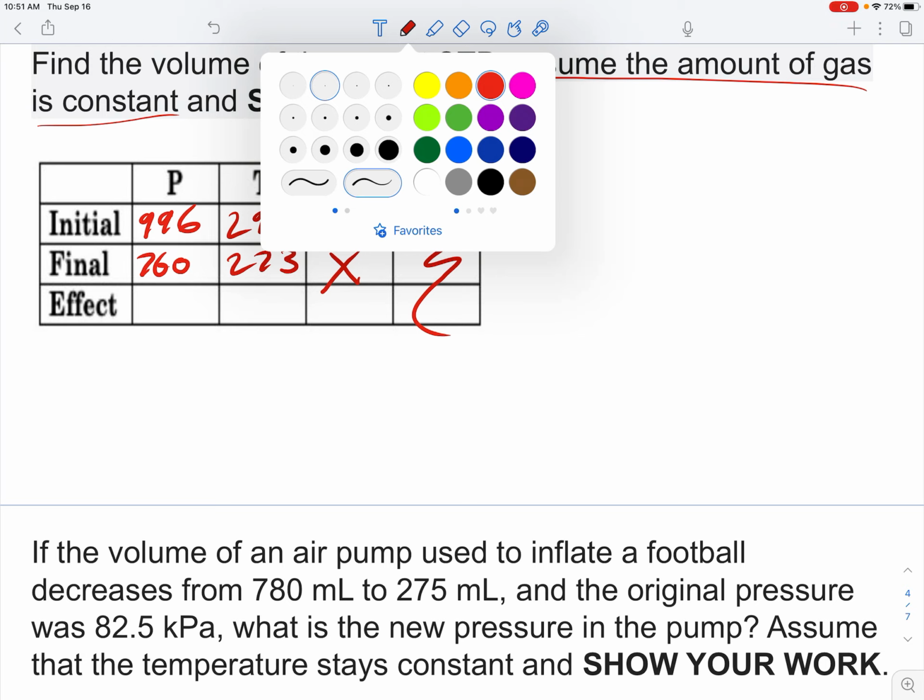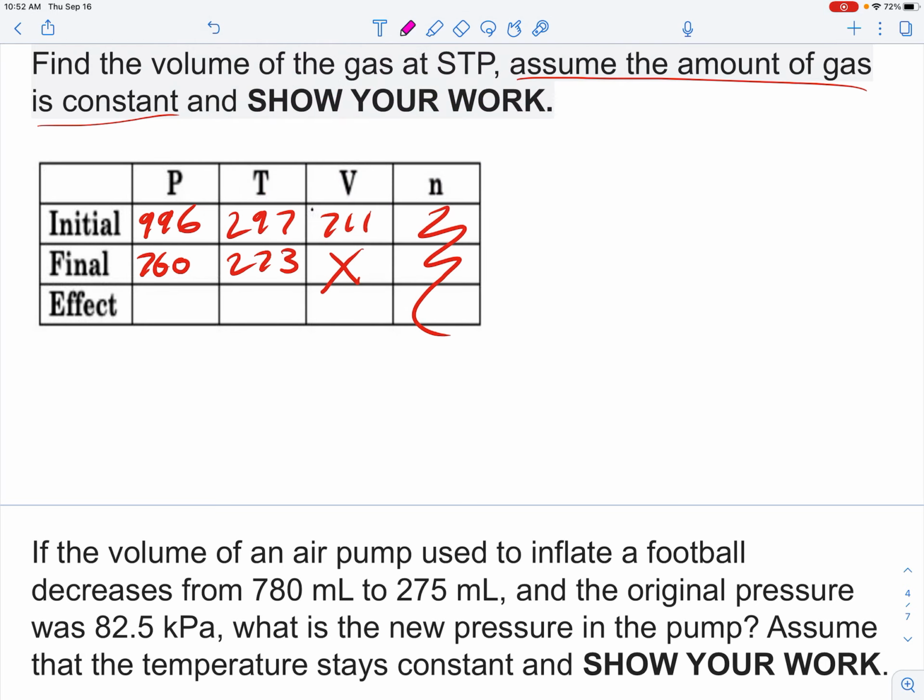I'm going to switch colors here just so we can keep track of what's going on. So pressure is going down. When pressure goes down, we know volume goes up. So the fraction I create with these two numbers has to be a fraction that's going to make my volume go up. So it's going to be an improper fraction. I'm going to set it up now. 996 divided by 760.